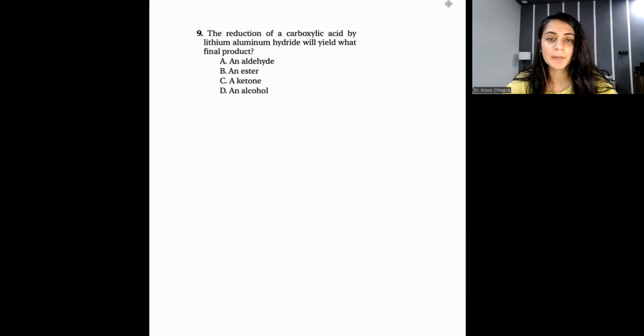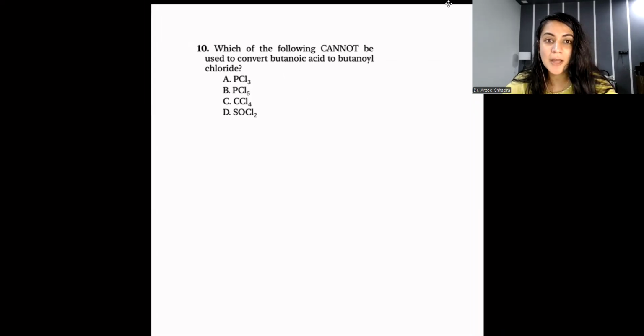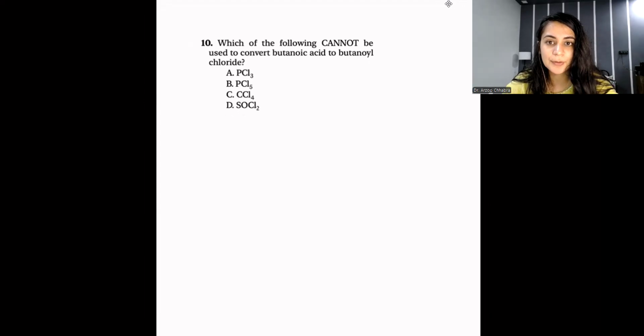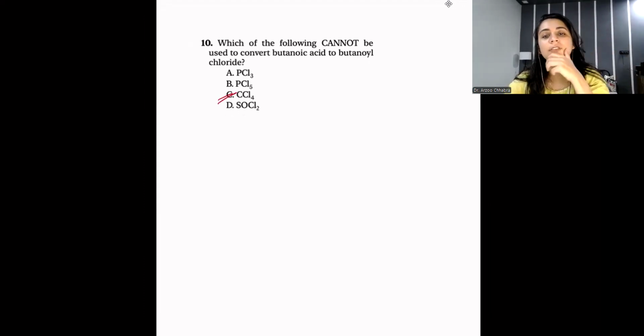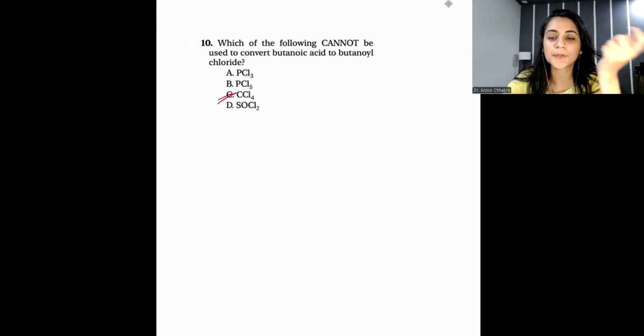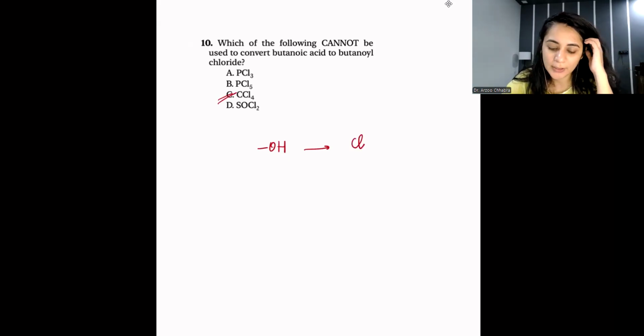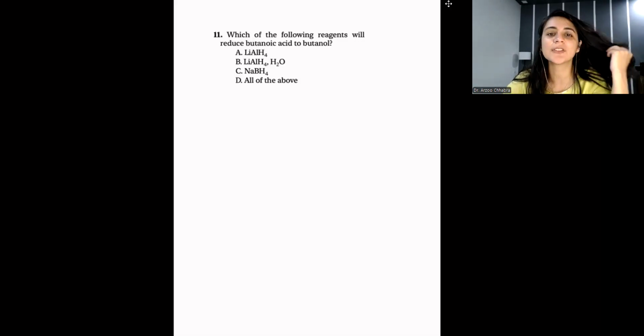Option 9, the reduction of carboxylic acid by lithium aluminum hydride will yield what product? Alcohol, right? We know that. Okay. Which of the following cannot be used to convert butanoic acid to butanoyl chloride? Of course, CCl4. CCl4 is a solvent. It's never actually used in chemistry as a reagent, right? PCl3 can do that. PCl5 can convert your butanoic acid to butanoyl chloride. So effectively it converts your OH to a Cl. But CCl4 actually doesn't do that. It's just there for confusion.